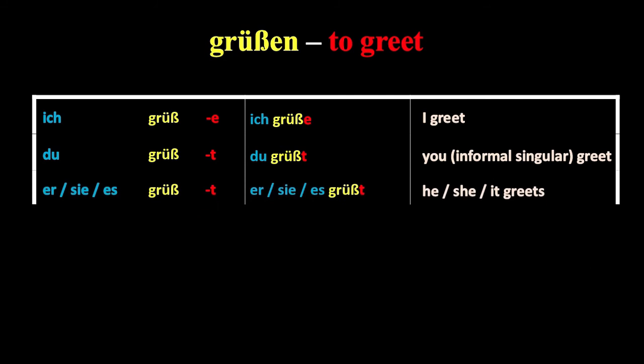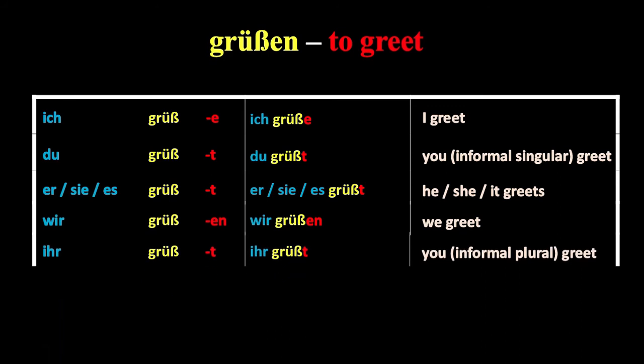For the pronouns er, sie and es, t is added to the stem. Then we use it as er grüßt, sie grüßt and es grüßt. In English, it is he greets, she greets, and it greets. For the pronoun wir, en is added to the stem. Then we say it as wir grüßen. In English, it is we greet. For the pronoun ihr, t is added to the stem. Then it is ihr grüßt. In English, you greet. Here you is informal and plural.